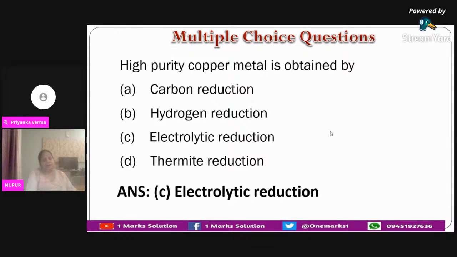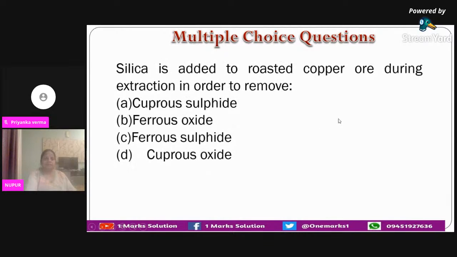Now we are interested in knowing the methods of purification. So how can we obtain high purity copper metal? By carbon reduction, by hydrogen reduction, electrolytic or thermite reduction. See, whenever anything of high purity is to be obtained, then the answer will always be electrolytic reduction.